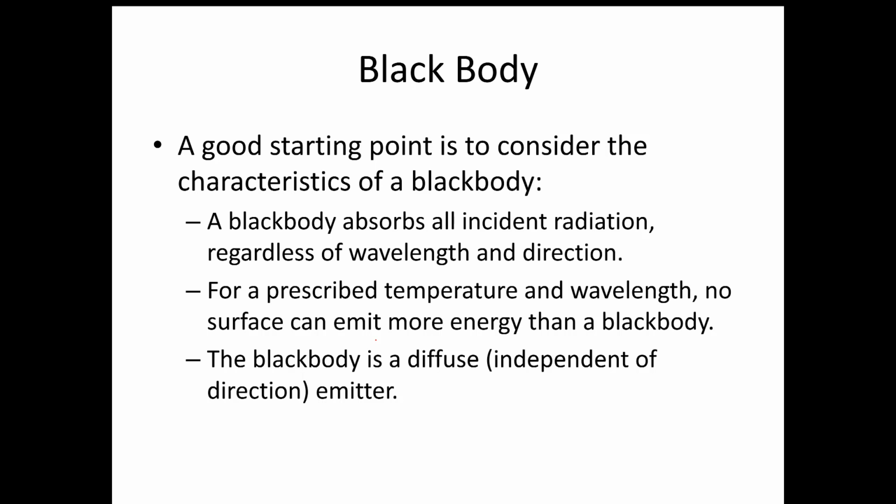Let's go ahead and start all of this with considering the characteristics of a black body. So a black body is basically just any body that absorbs all incident radiation, regardless of wavelength and regardless of direction. So for a prescribed temperature and wavelength, no surface can emit more energy than a black body. So the black body is what we would call a diffuse emitter, which is basically another word for that it is independent of direction.